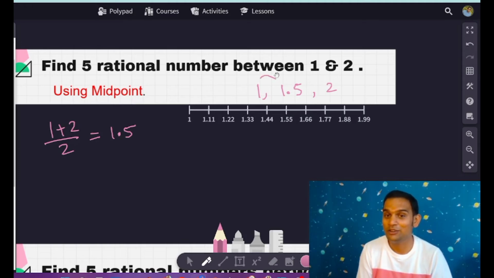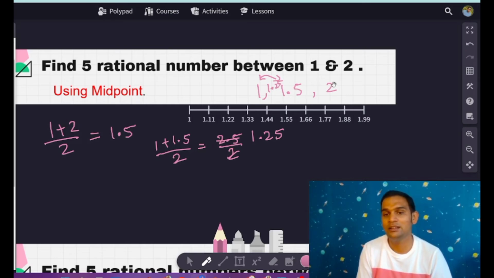Now is there a possibility of a midpoint between 1 and 1.5? Absolutely. So that will be 1 plus 1.5 divided by 2. So that gives you 2.5 divided by 2, and that you can proceed further, 1.25. Yes, so there lies 1.25. Similarly, if you find the average between 1.5 and 2, you will get 1.75. Yes, so we have found three rational numbers between 1 and 2.